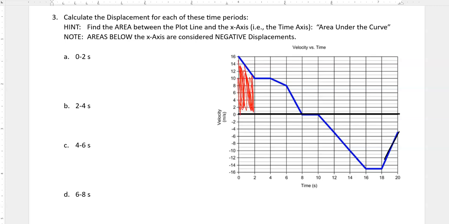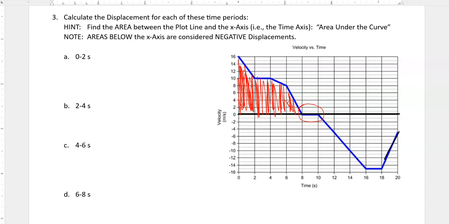It's these areas. It's that area, it's this area, it's this area, it's this area, and then there's no area here because the plot and the x-axis are the same, so there's no displacement in that range of time from 8 to 10 seconds. And that makes sense because the velocity at 8 seconds is 0 and the velocity at 10 seconds is 0. And if you're not moving for 2 seconds, you're not adding anything to your displacement.